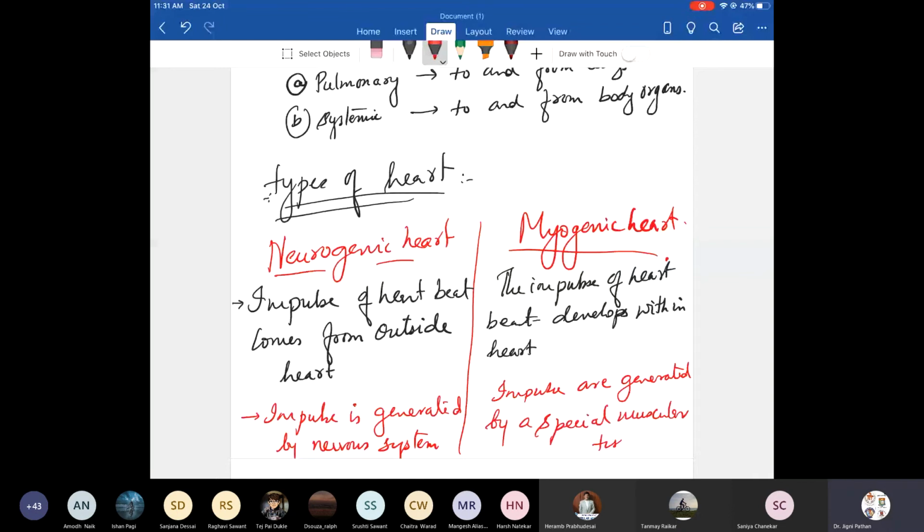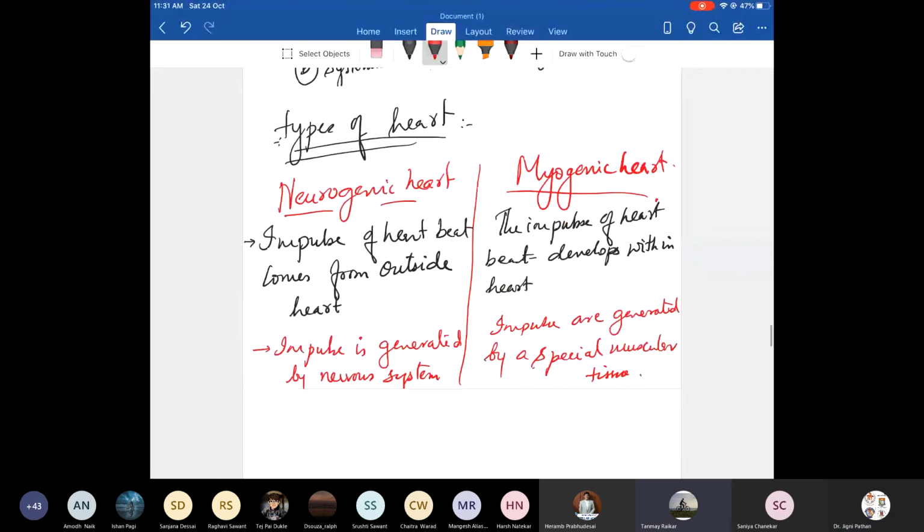So tell me, is our heart a neurogenic heart or a myogenic heart? Myogenic. Who's saying this? Tanmay. Very good. Our heart is a myogenic heart. Is it clear? Yes, Rishikesh, Sanjana, it is myogenic.